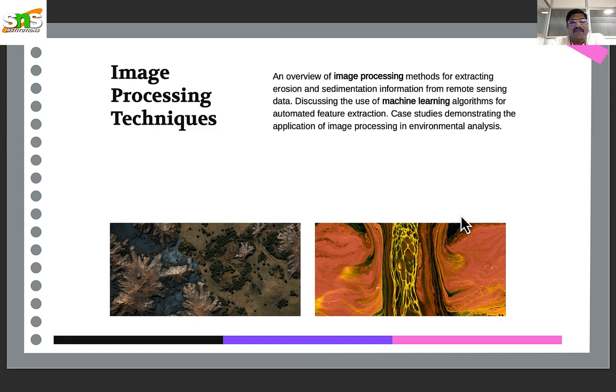Image processing techniques, an overview of image processing methods for extracting erosion and sediment information from remote sensing data, discussing the use of machine learning algorithms for automated feature extraction.